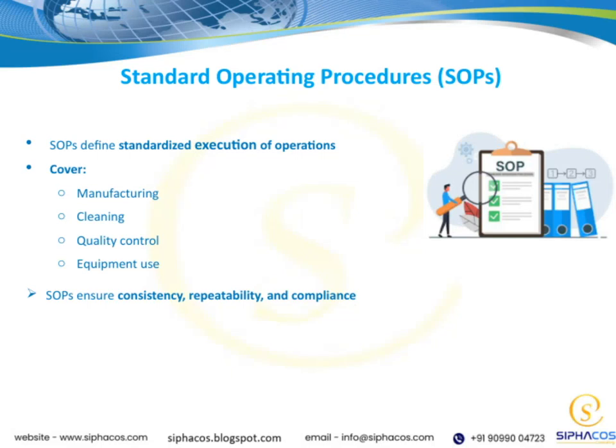Let's talk about Standard Operating Procedures, or SOPs. These are essential documents that define how we perform our operations in a consistent and standardized way. They cover key areas such as manufacturing, cleaning, quality control, and equipment use. By having clear SOPs, we ensure that everyone follows the same steps, which helps maintain quality and efficiency. Most importantly, SOPs are crucial for ensuring compliance with industry regulations. They promote consistency and repeatability, so our processes are reliable every time. Overall, SOPs are the backbone of a well-run operation, helping us deliver quality products while meeting all necessary standards.